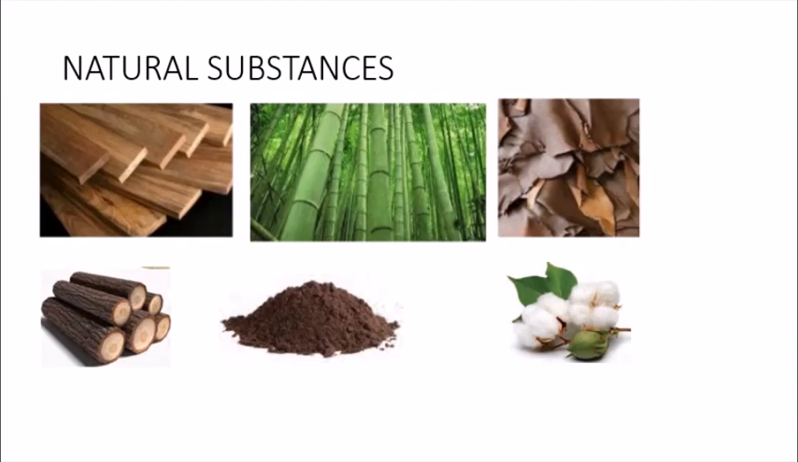Next are the abiotic substances. Abiotic substances like air, water, soil are obtained from nature, but they are not living. That is why they are called abiotic substances. So I hope you have understood what is a biotic substance and an abiotic substance. Biotic is related to living and abiotic is related to non-living.